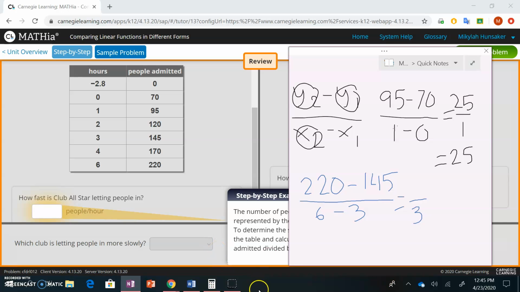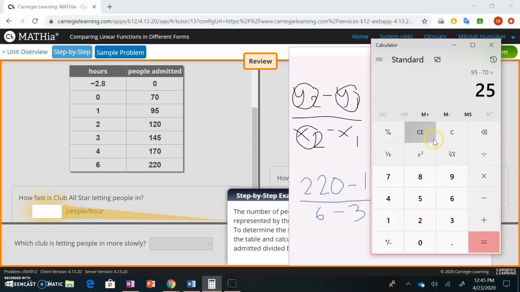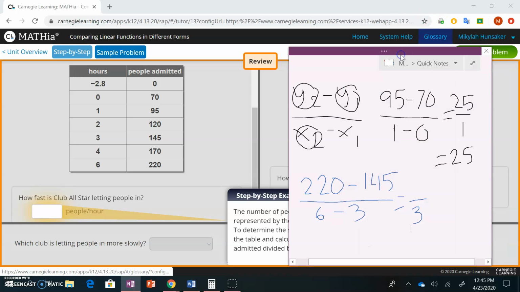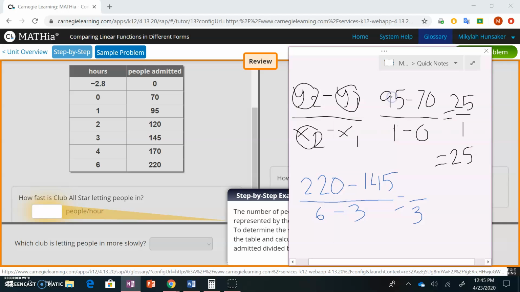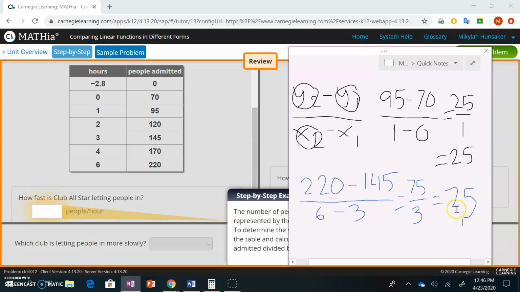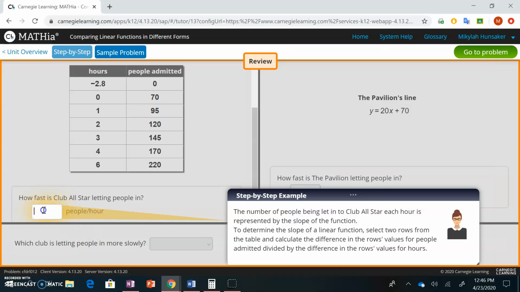220 minus 145. That gives me 75. So up top here, I have to write 75. 75 divided by 3. Pretty sure that also simplifies to 25. So that's telling me that my slope of this table, or the number of people that the club is admitting per hour, is 25. So I go back in here, I click 25.